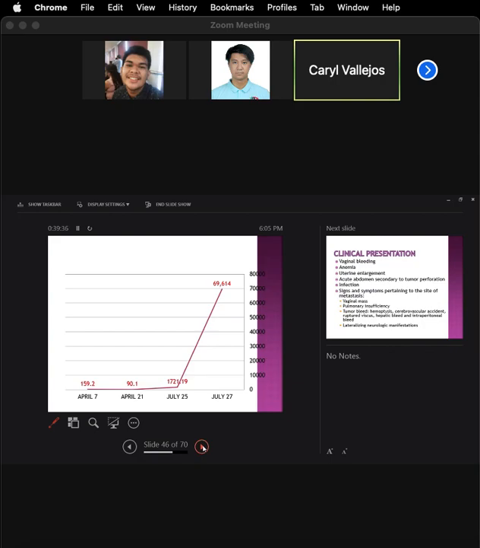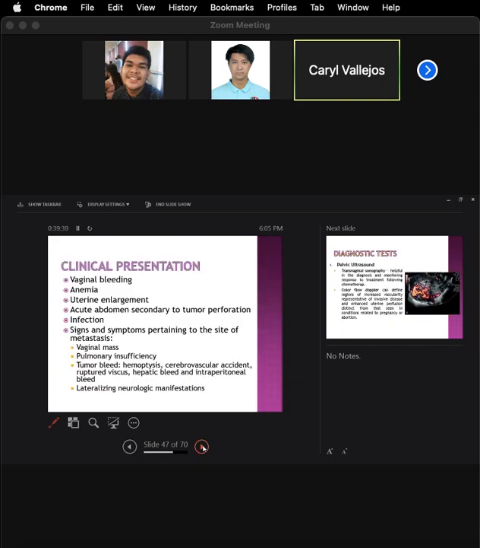So for the clinical presentation of your gestational trophoblastic tumor or neoplasia, again, vaginal bleeding is the most common presenting part. And there is anemia, uterine enlargement, acute abdomen secondary to tumor perforation, or if there is an invasive mole, tumor rupture, I should say. If there is an infection, and the signs and symptoms pertaining to the site of metastasis, such as there is a vaginal mass, pulmonary insufficiency, or the tumor bleeds.